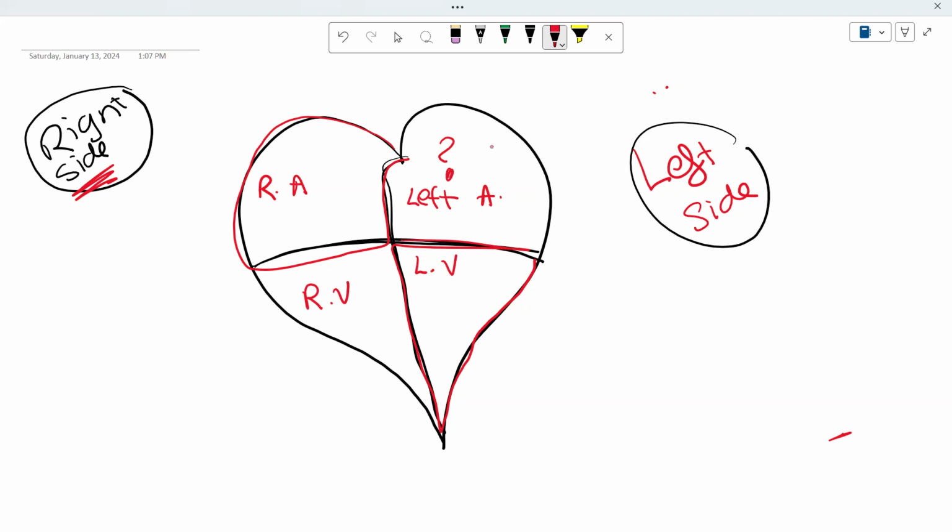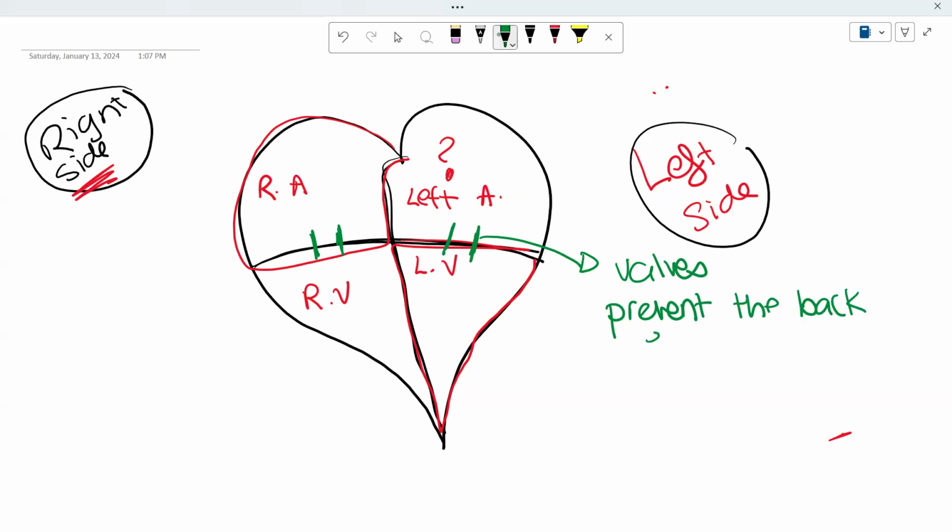Now, between those chambers, we have valves. I'm going to draw them like this. These valves are like doors, and their function is to prevent, what is their function? The backflow of blood. They make sure that the blood is traveling in the correct direction.